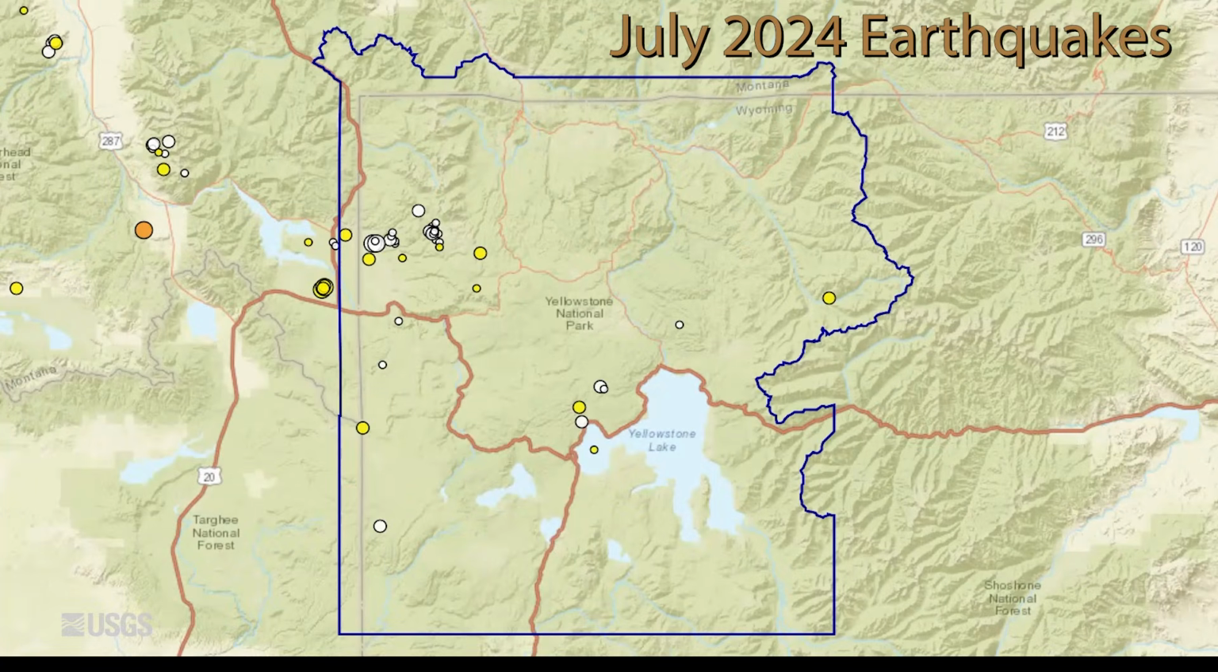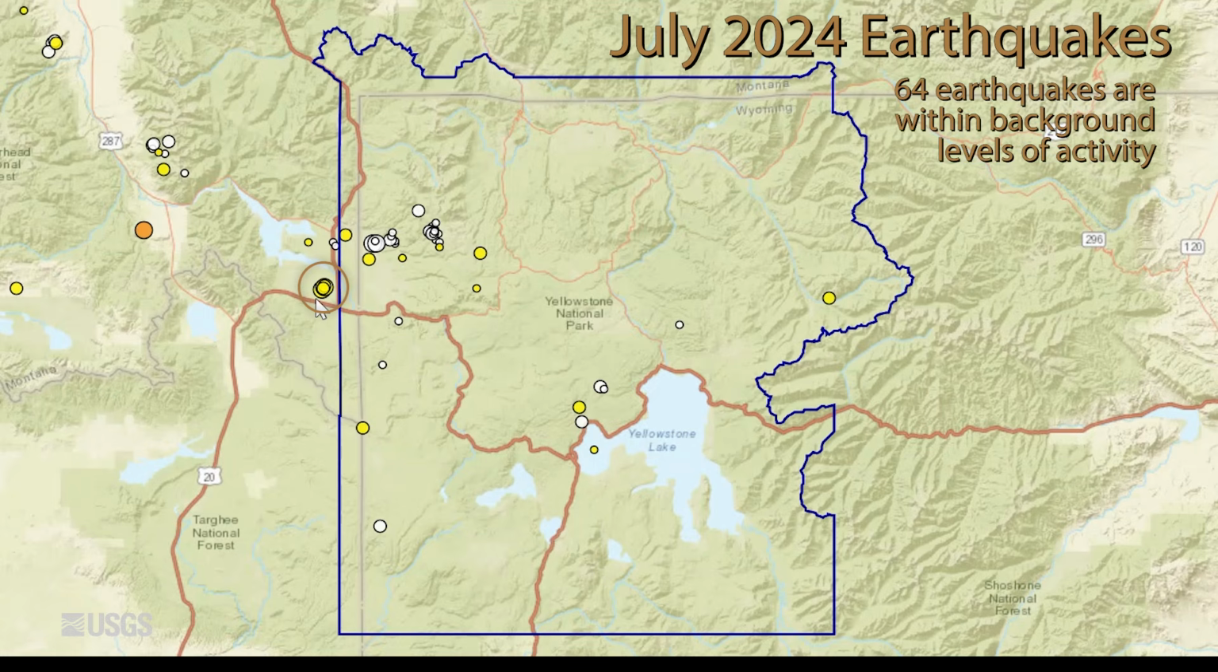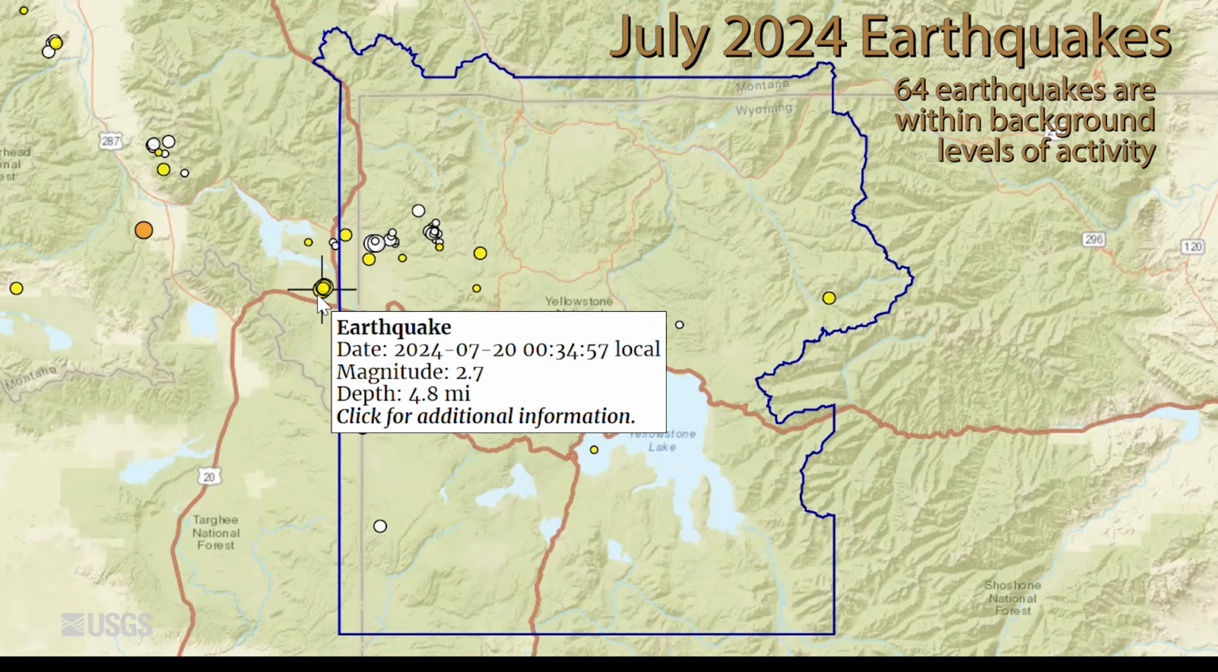Well, speaking of earthquakes, let's now get into what happened in the last month in terms of earthquake, geyser, and ground deformation activity in the Yellowstone region. Despite the occurrence of the hydrothermal explosion at Biscuit Basin, earthquake activity in the Yellowstone region was relatively calm. The University of Utah seismograph stations located just 64 earthquakes during the month of July. The largest was a magnitude 2.7 that occurred just west of the park boundary near West Yellowstone, Montana.